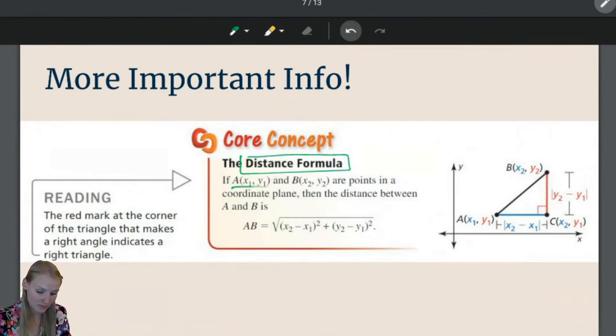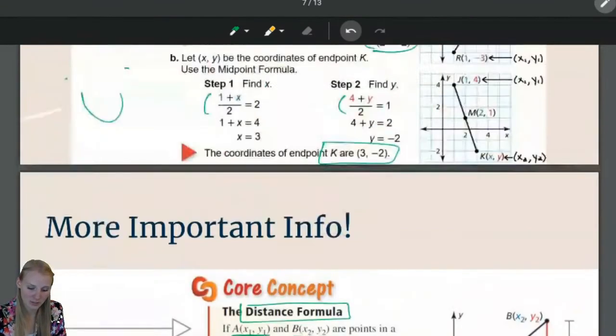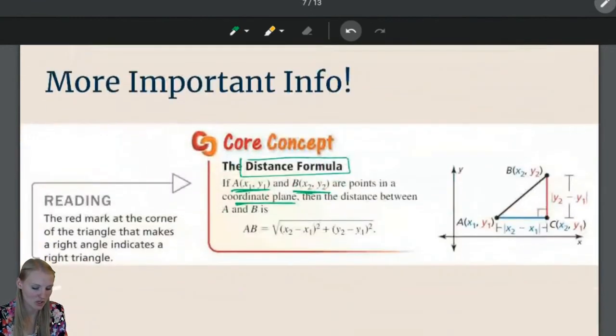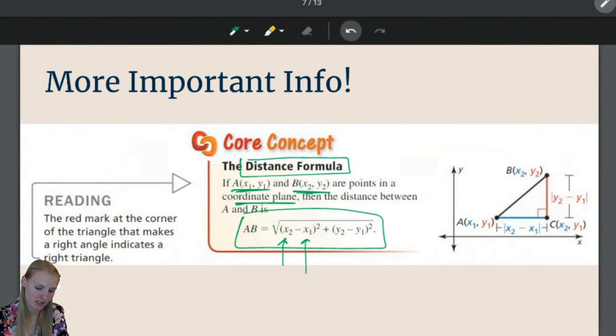If A, point number 1, has the coordinates x1, y1, and B, point number 2, is x2, y2, and these points are points in a coordinate plane, a coordinate plane is just a graph like that. That's what we mean when we say coordinate plane. Then the distance is this. You're just going to plug your numbers right in here. That's x, that's y, and then you'll get an answer.